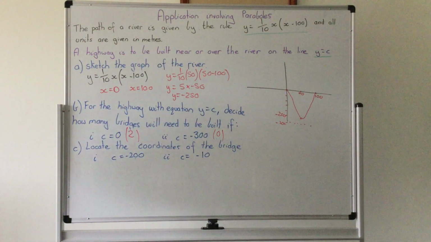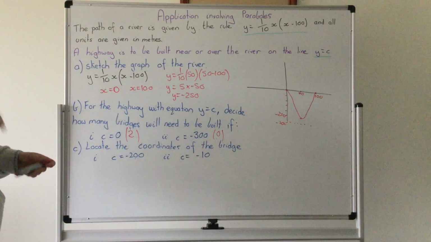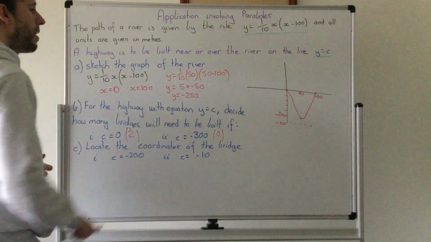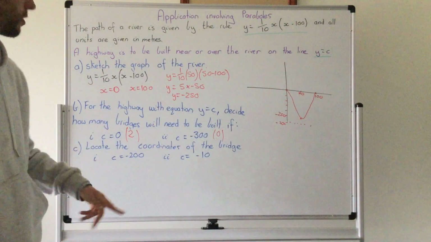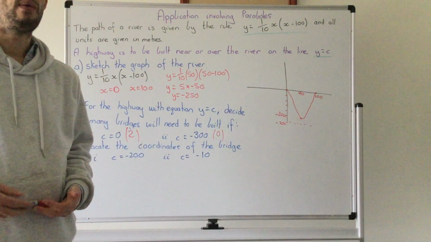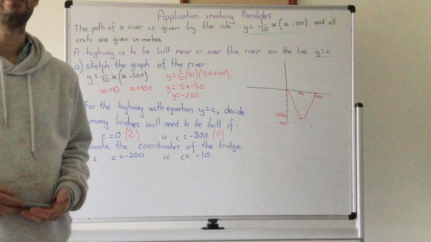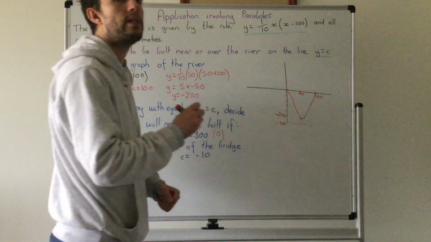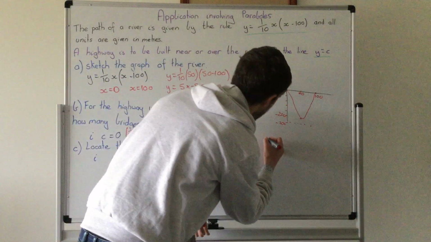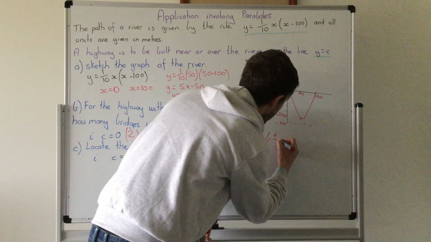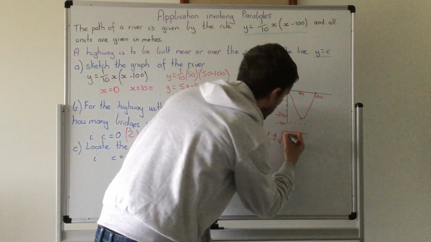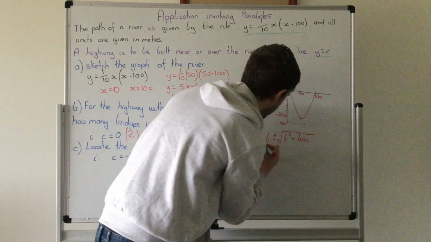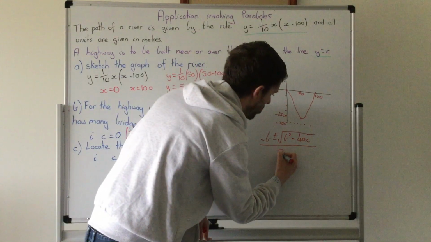The last question we're looking at is to locate the coordinates of the bridge. The first thing I need to think about is, we know c is y, so we find the x values for these. When we're trying to find the x values, we need to be thinking about the quadratic equation. If you don't remember the quadratic equation, or you don't understand it, please look at the proof. It's negative b plus or minus the square root of b squared minus 4ac, divided by 2a.